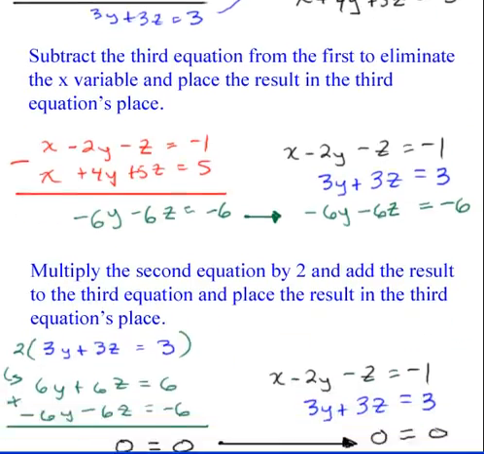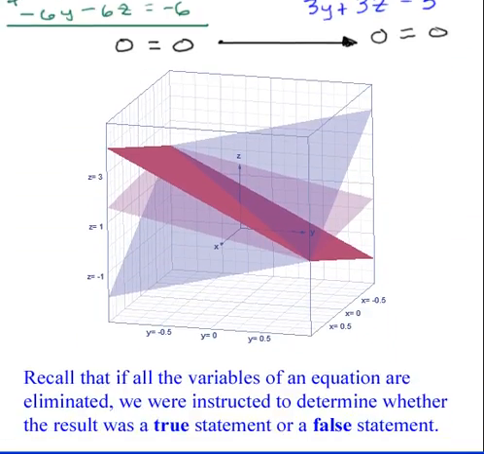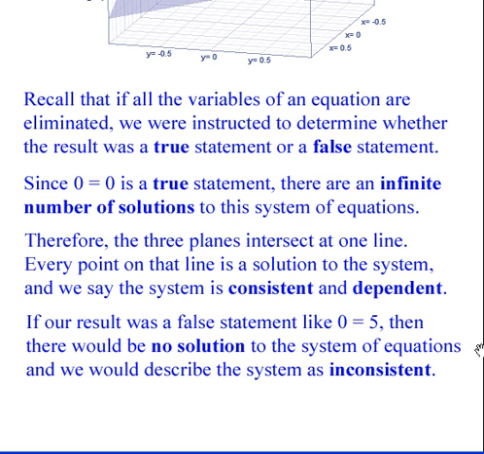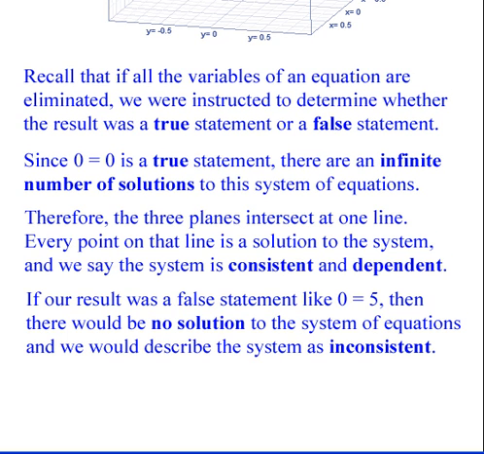So what we have in that situation, again, if you're solving and all the variables drop out, check to see if it's true or false. If it is true, all three planes are intersecting at a line, meaning it's consistent dependent. If it's false, there's no solution, meaning it's inconsistent. And that's our last look at solving three equations, three variables, and state standard number 2.